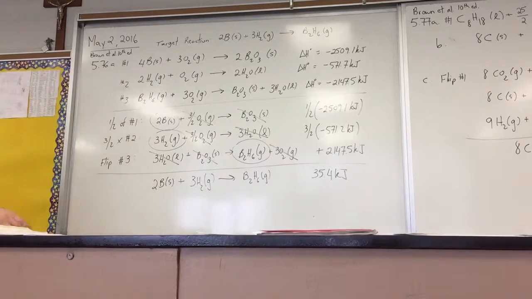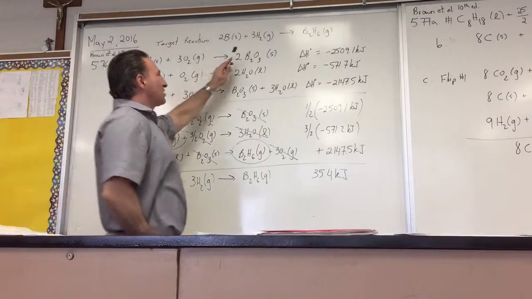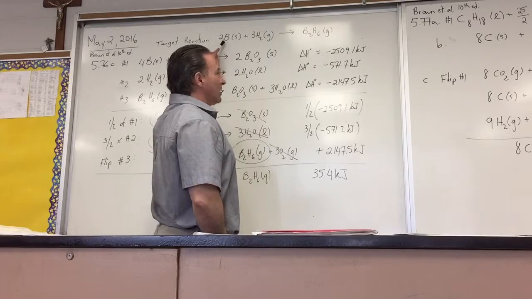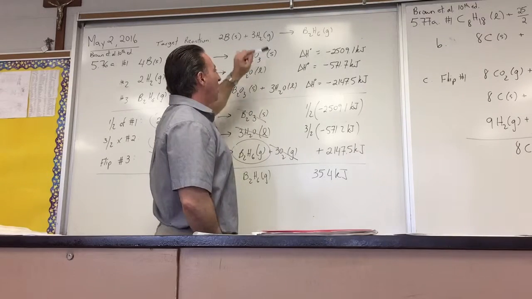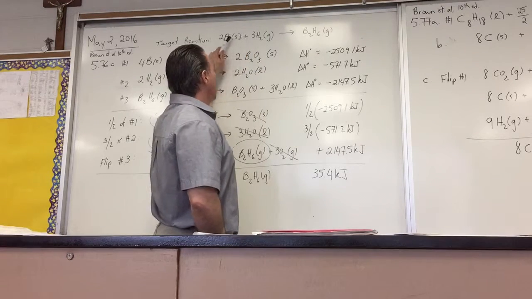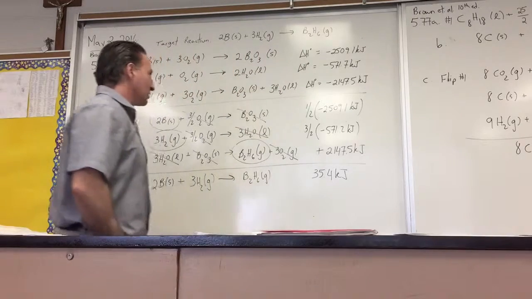Okay, we're looking at how to use Hess's law today. And we're going to use two questions from Brown and others, 10th edition, question numbers 576 and 577. In the first question, our target reaction is to synthesize B2H6 from its elements, so boron and hydrogen. Notice that you need 3 diatomic hydrogen molecules and 2 borons to make B2H6 in the gaseous form.